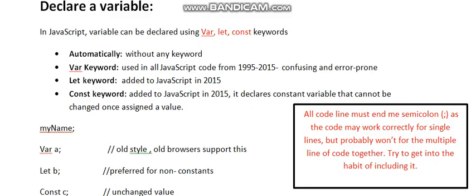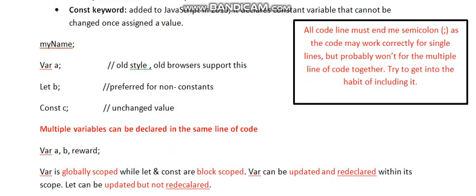Old browsers support this, and we used this keyword, but it is a confusing keyword and it is error prone, so we don't use it that much in JavaScript. Third one is the let keyword, which was added to JavaScript in 2015 and is preferred for non-constants. And the last keyword is the constant keyword, that declares a constant variable that cannot be changed once a value is assigned. This means the value cannot be changed when we use the constant keyword with any variable name. We can also declare multiple variables in the same line.